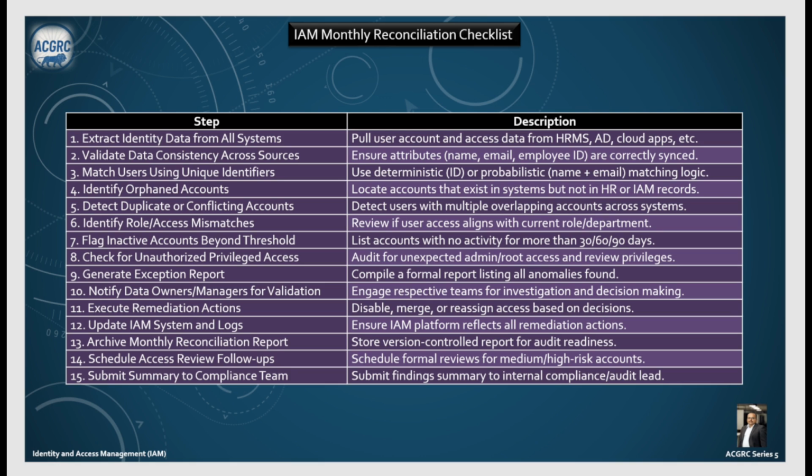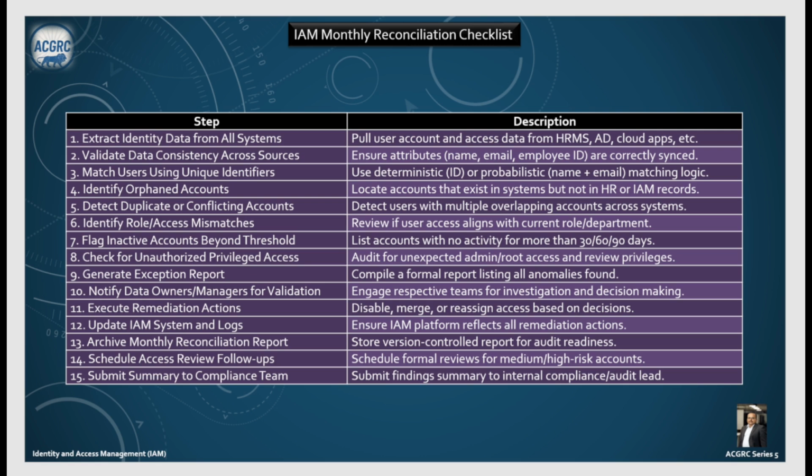Locate accounts that exist in the system but not in HR or IAM records. Detect users with multiple overlapping accounts across systems. Review if user access aligns with current role and department. List accounts with no activity for more than 30, 60, 90 days. Audit for unexpected admin or root access and review privileges.